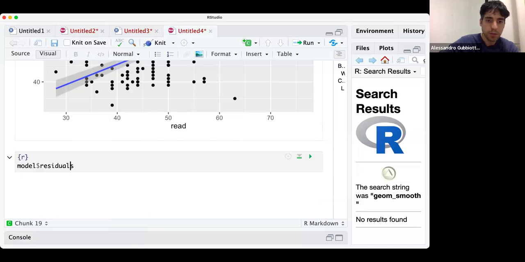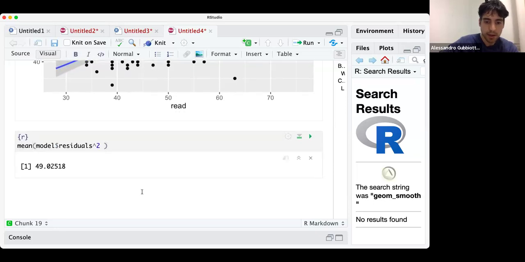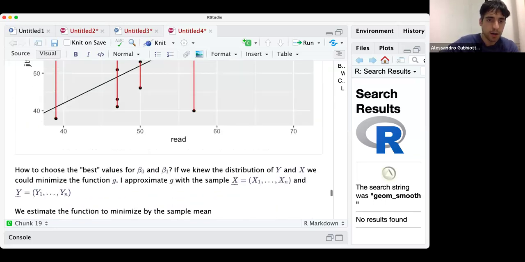Okay, we can compute these residuals. We can take the square of them and we can sum them. This gives me the sum of the squares of the residuals. Or simply let's take the mean, because this is the quantity that minimizes the linear regression. So let's go back to our guess and let's compute the residuals and see that they are actually higher.